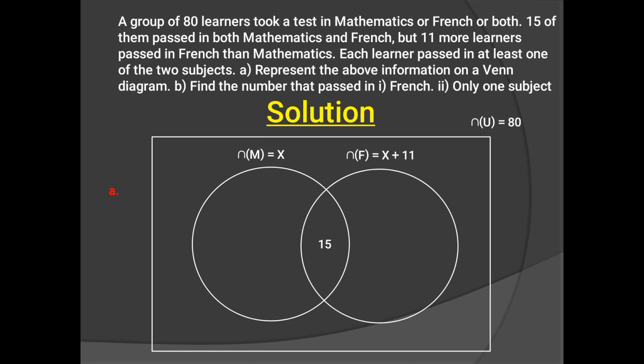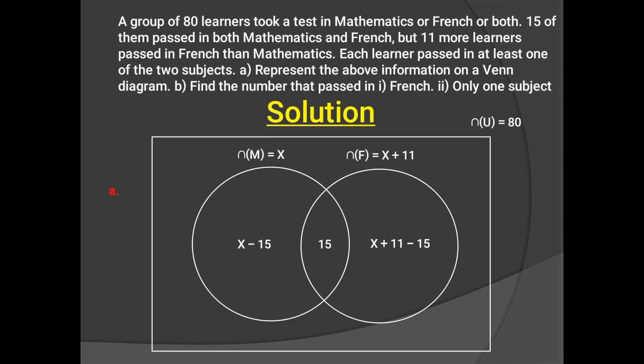Don't throw anything away over here. Some students make the mistake of throwing the 11 away or the X away. This question is similar to 2019 BECE, so you can check that one out too. I think it's either the same thing or similar, right? So let's go. We have X minus 15 and then X plus 11 minus 15, because everything here is X plus 11, and then minus 15, the intersection.